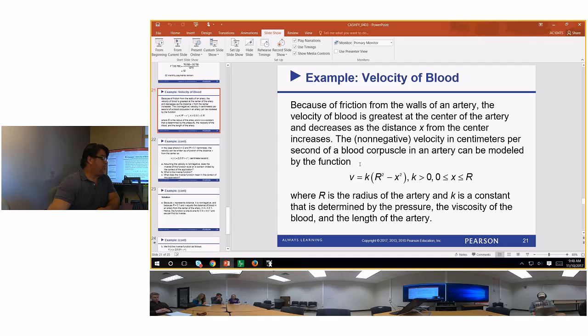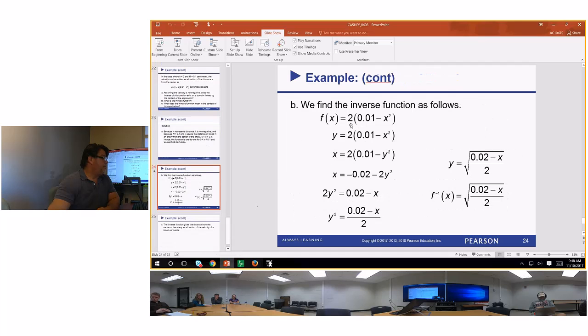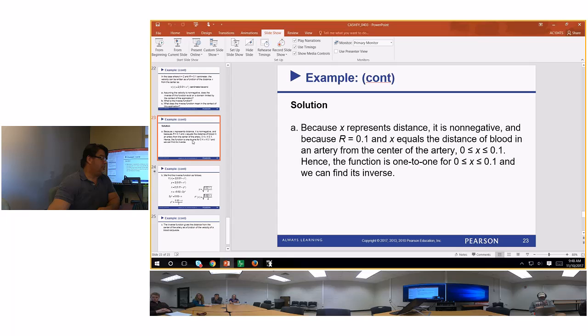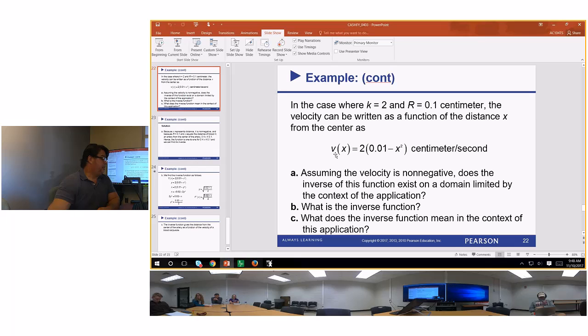So what they're going to ask you to do in a second is find the inverse of that function. So go ahead and plug in those numbers because they're giving you those numbers. Wait a minute, where is it? There it is. Okay, so find the inverse of this function.